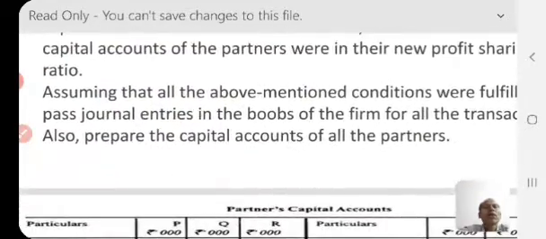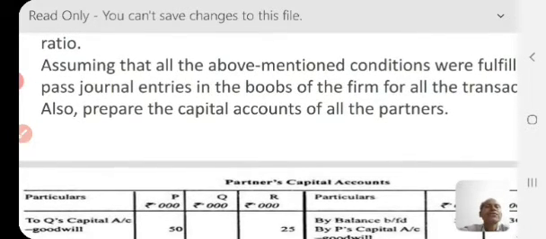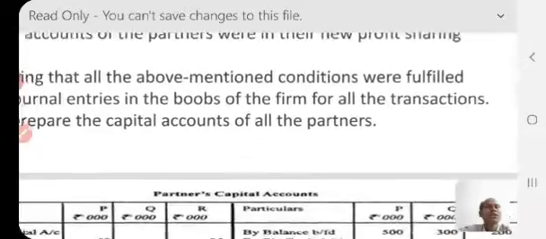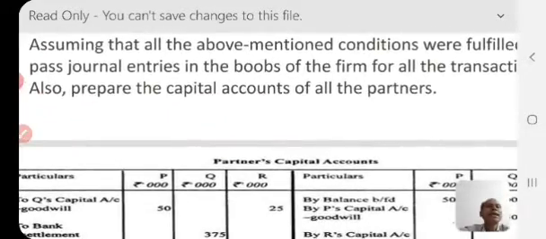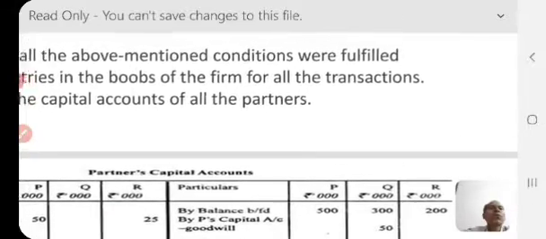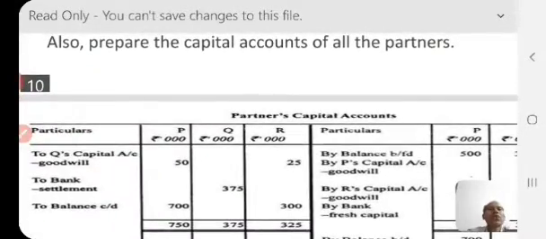Now, assuming that all the above mentioned conditions were fulfilled, pass journal entries in the books of the firm of all the transactions. Also prepare the capital accounts of all the partners.